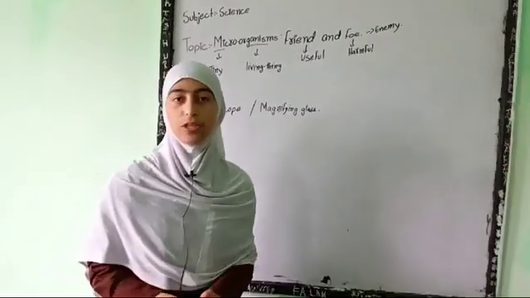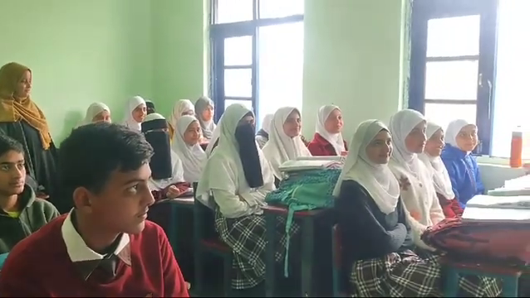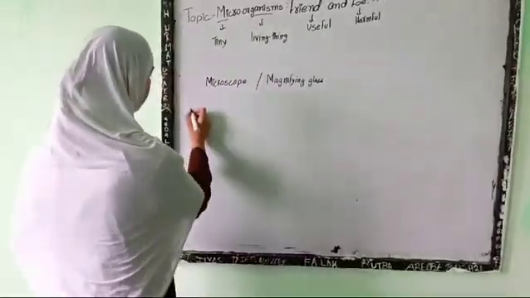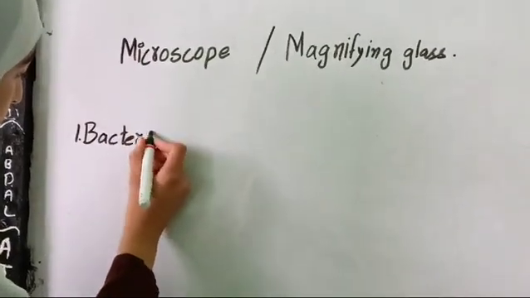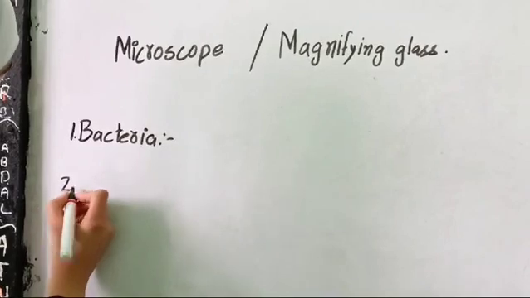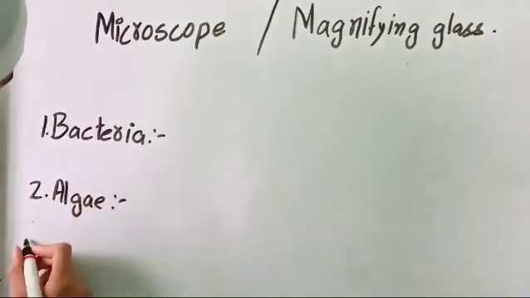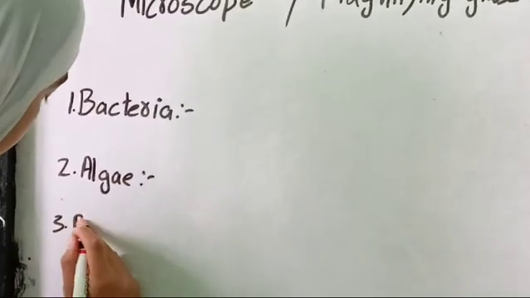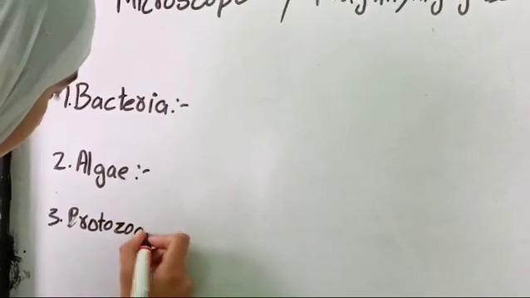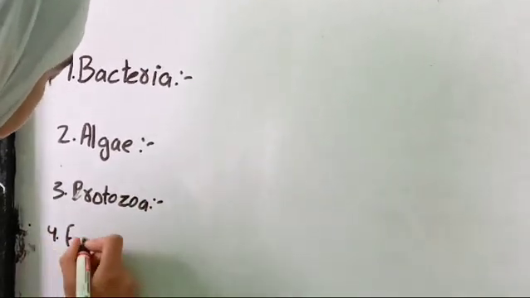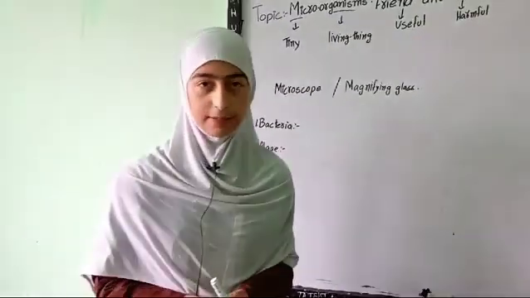So now let's come to the classification of microorganisms. Microorganisms are classified into four major groups. First one is bacteria. Another is algae. Protozoa. And fungi. These are all types of microorganisms.